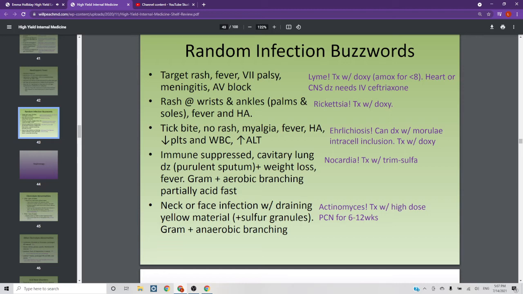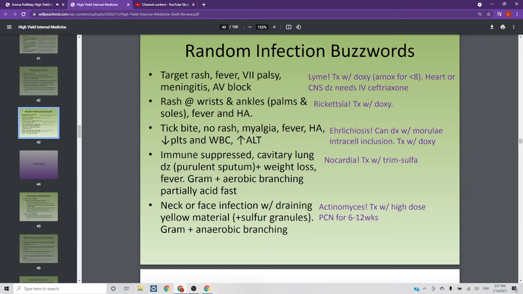So what if you have a rash that's at your wrist and ankles, palms and soles, fever and headache? Rocky Mountain spotted fever, what do we treat it with? What if I'm a 6-year-old kid? Doxy anyway. Rocky Mountain spotted fever, amoxicillin doesn't work. So even if the kid is under age 8, which is the cutoff, everybody gets doxy for Rocky Mountain spotted fever.